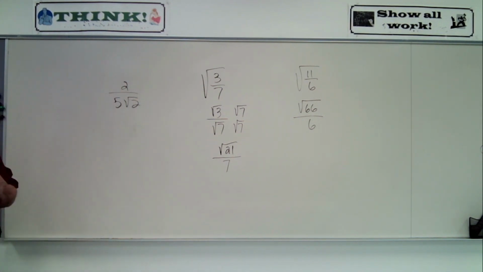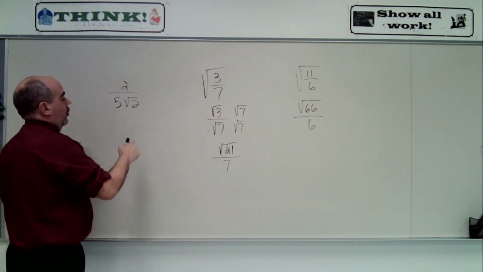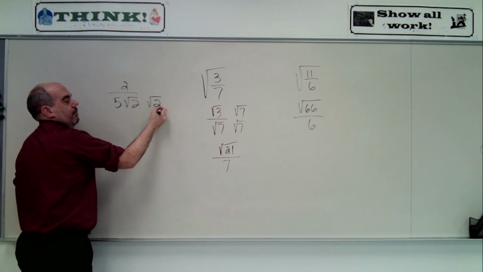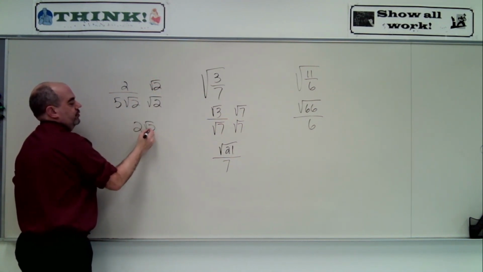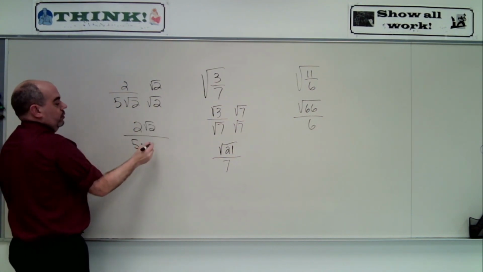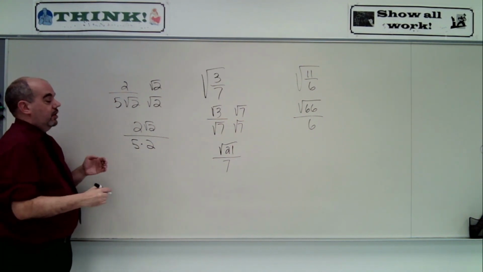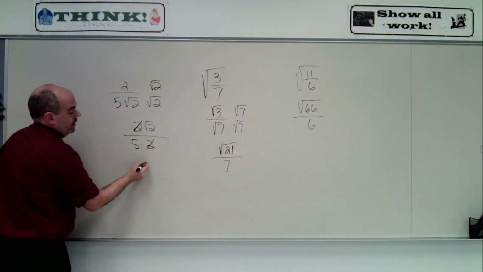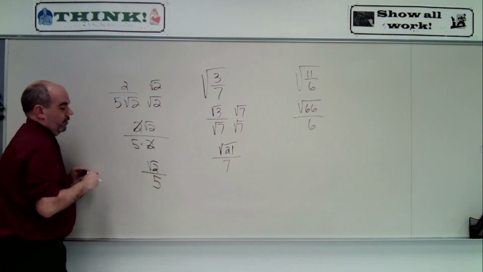You can see in this one, it's a little more complicated. We have some numbers outside the radicals. So in order to get rid of this, to rationalize this, we're still just going to multiply by the square root of 2. The numerator becomes 2 square roots of 2. And in the denominator, we're going to have 5 times 2. And you can see here that would have been 10, but I'm going to go ahead and reduce this fraction by dividing by the 2. And I get my final answer as the square root of 2 over 5.